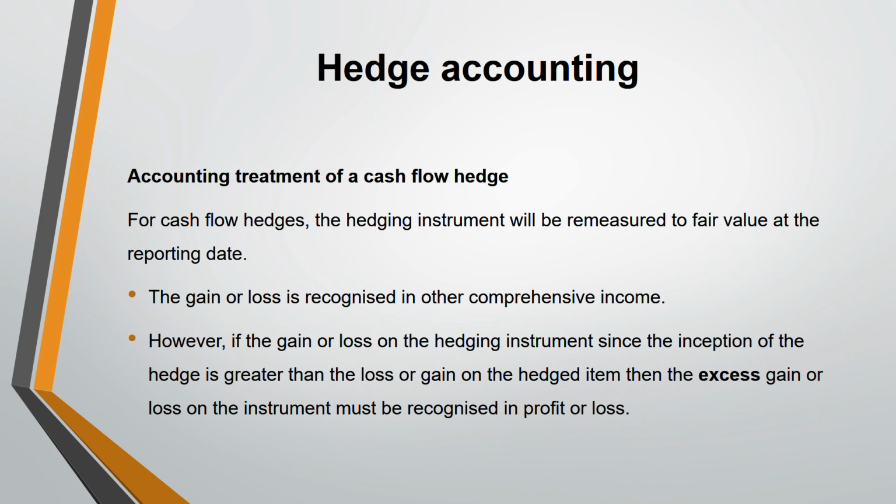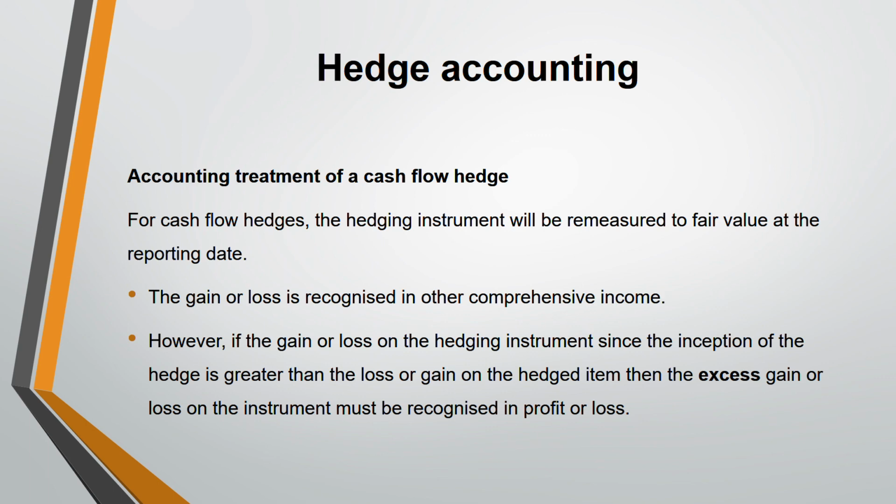But for the gain or loss on the hedging instrument, remember, whether it's a gain or a loss, if the gain or the loss on the hedging instrument is greater than the loss or gain on the hedged item, it does not matter gain or loss, whatever the amount is, if it is higher than the gain or loss of the hedged item, then the excess will go to profit and loss, the excess gain or loss.